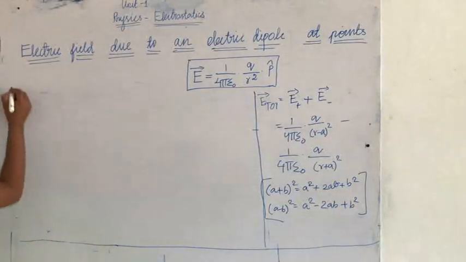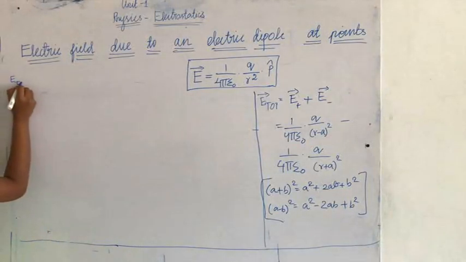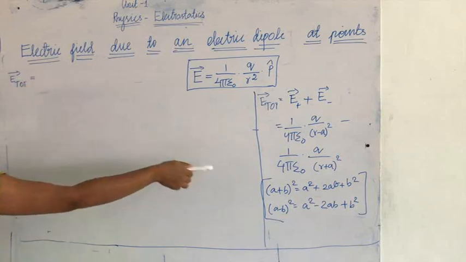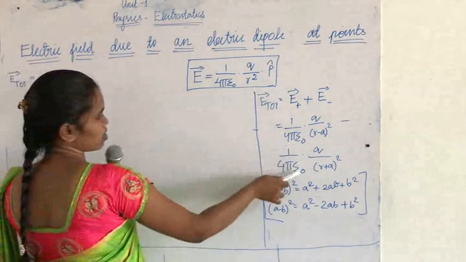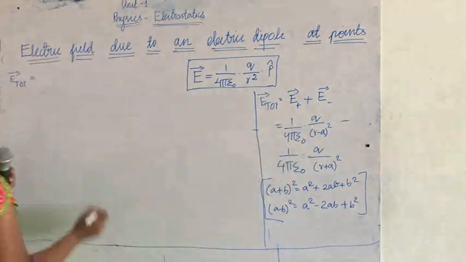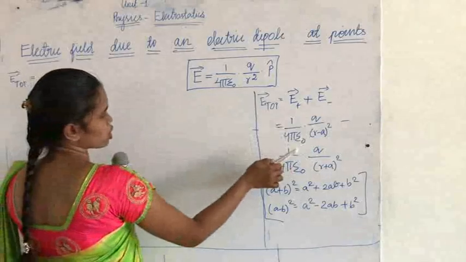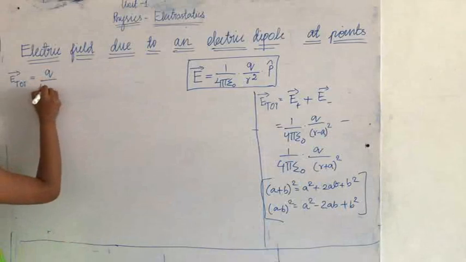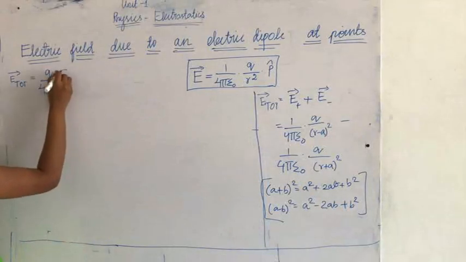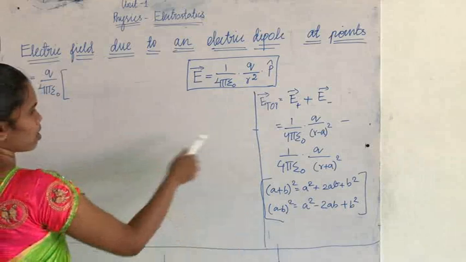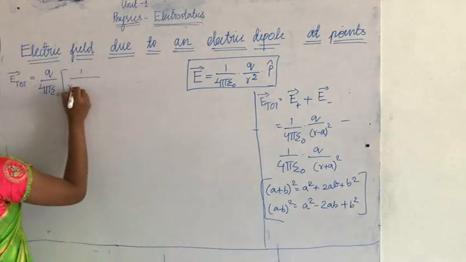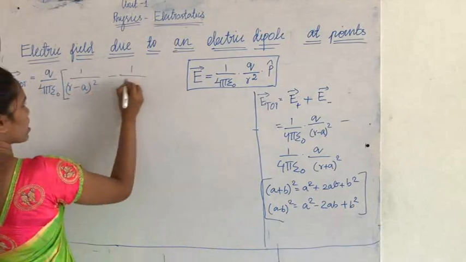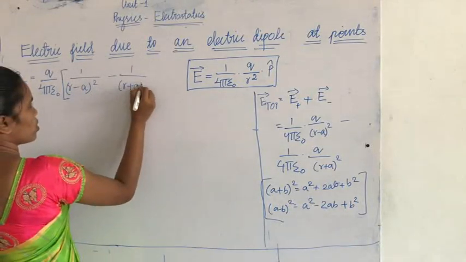Now, E total equal to. Now, see here, the common terms we are taking outside. Here q is common, 1 by 4 pi epsilon 0 is common. So, q by 4 pi epsilon 0 is taken common outside, and we have 1 by (r minus a) the whole square minus 1 by (r plus a) the whole square.